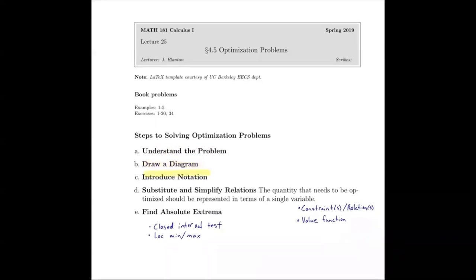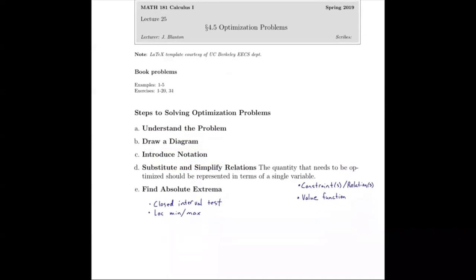Introduce notation. In other words, give unknown quantities variable names like X or Y or L and W for length and width. Try to be suggestive with those terms, right? P is perimeter, A is area, C is a cost, capital C, things like that. So substitute and simplify relations. The quantity that needs to be optimized should be represented in terms of a single variable. The quantity that needs to be optimized is usually a function of a variable or variables. We need that to be a single variable. So we're going to see this happen time and again with the examples we work in this section.